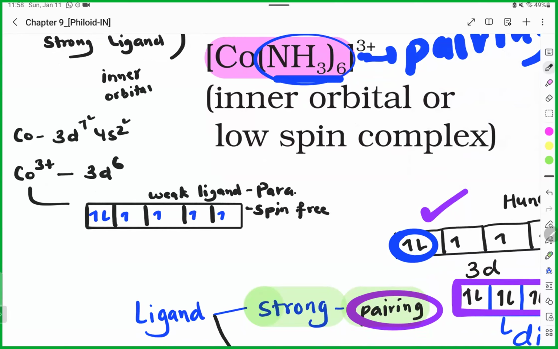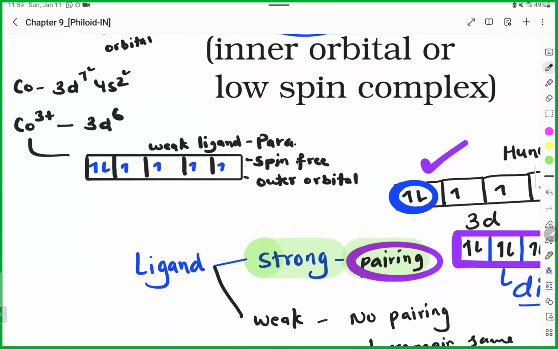And inner orbitals are not vacant, so you have to use outer orbitals. So this will be an outer orbital complex. Anybody have doubt in this? No, sir. I'm not talking about any particular ligand here. I'm just talking about what happens if there is a strong ligand and a weak ligand.